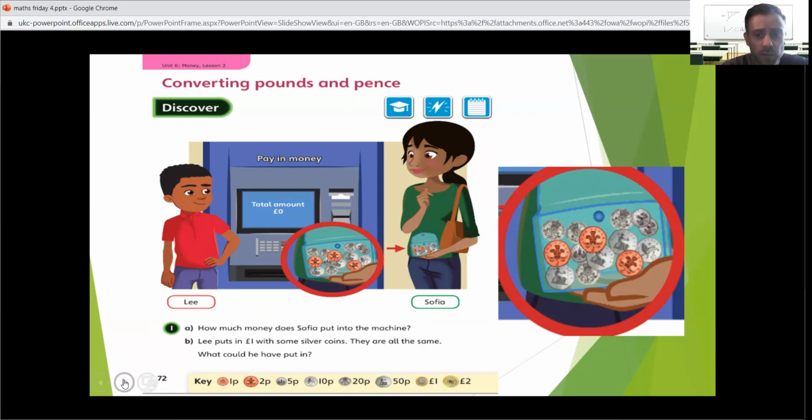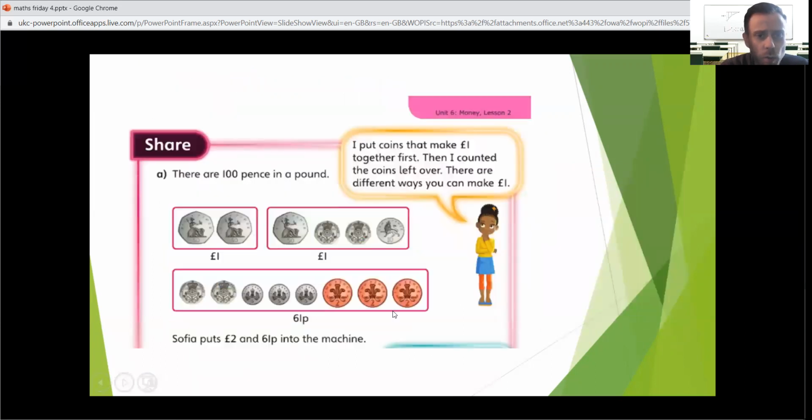All right, so let's have a look at the best way of working this one out. So 1A, there's 100 pence in a pound. That's something we need to remember. So what they've done here is put the coins that make a pound together first. Then they counted the coins left over. There are different ways you can make £1.